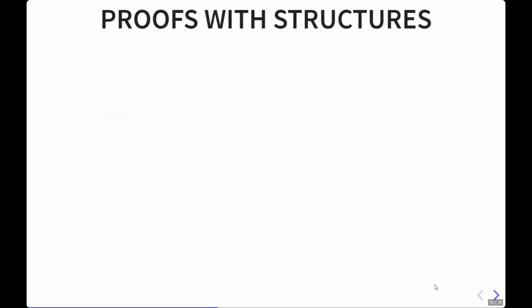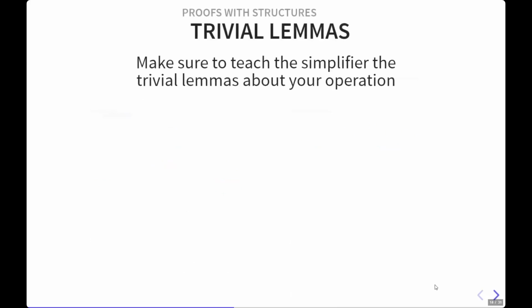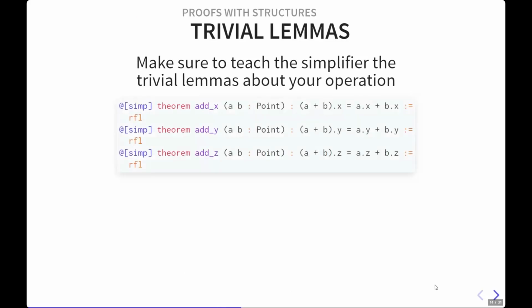Okay, so far, all we've looked at are structures that contain data. We haven't looked at any structures that contain proofs. That's what we're going to look at now. But before we look at structures that contain proofs, we'll look at how to prove things about structures. One of the first things you want to prove about structures is what your definitions do. So we defined addition, but we hadn't yet told Lean how our definition behaves.